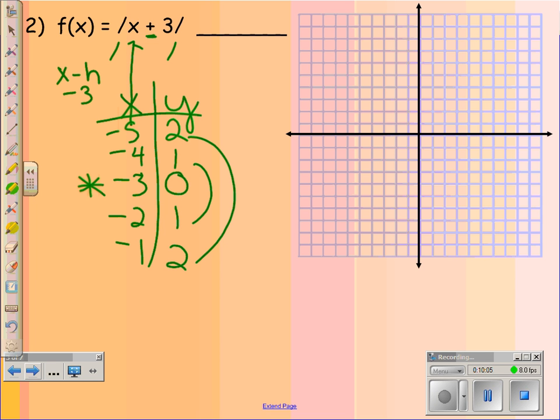Now we can go over here. Negative 3, 0 is my vertex. And then I'm going to graph my points. So 1, 2, 3, 4, and then up 1. Negative 5, 2. And it should be a mirror image. So we've got negative 2, 1, and negative 1, 2. Looks like we did an awesome job.